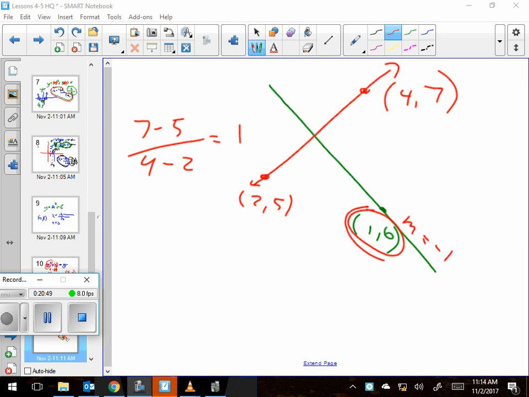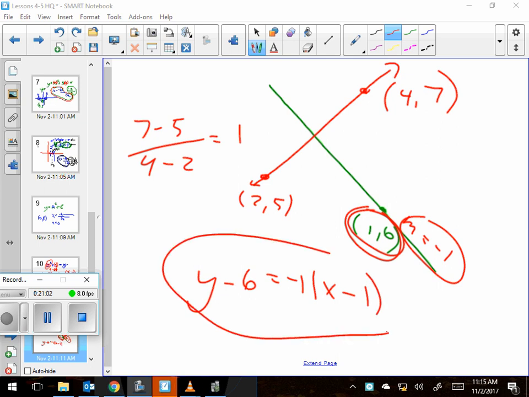If I had a slope and a point, I'd use point-slope. y minus the y, which is 6, equals m, the slope, negative 1, times x minus the x, which is 1. There's an equation, which, yeah, you could solve for y if you wanted to, but raise your hand if you had that. Awesome.